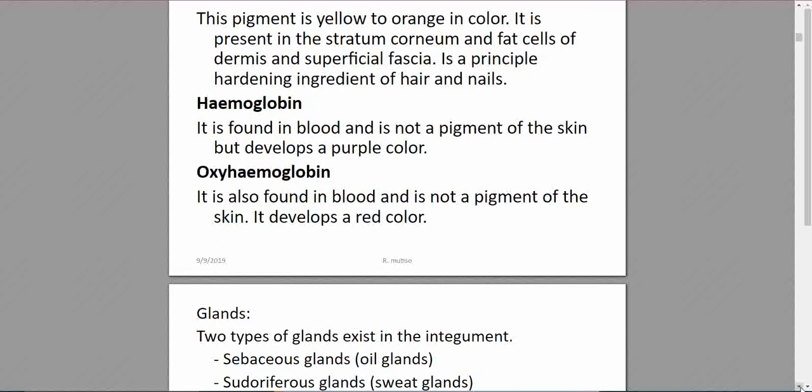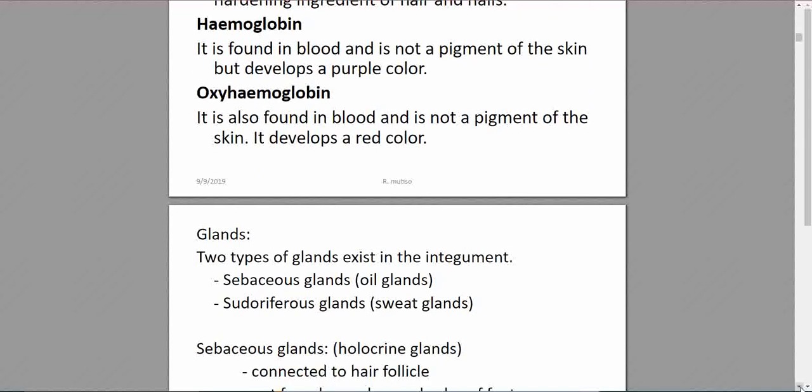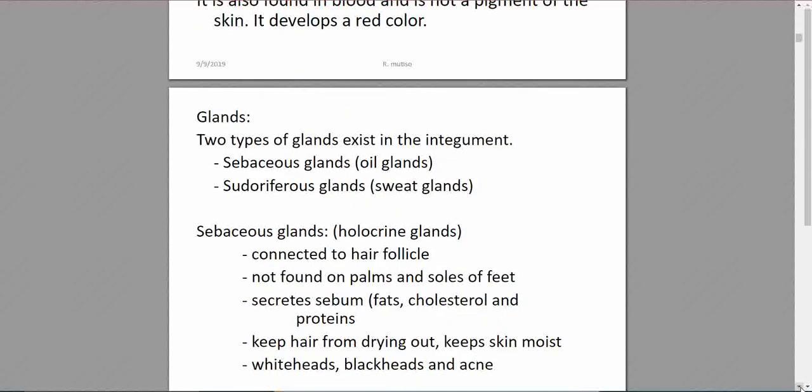Hemoglobin also comes into play in pigmentation of the skin. It is found in the blood and is not a pigment of the skin but develops a purple color. Then we have oxyhemoglobin, also found in the blood and not a pigment of the skin, but it develops a red color of the skin.